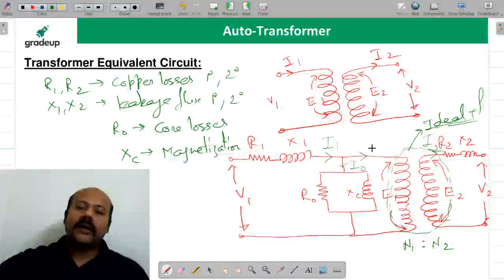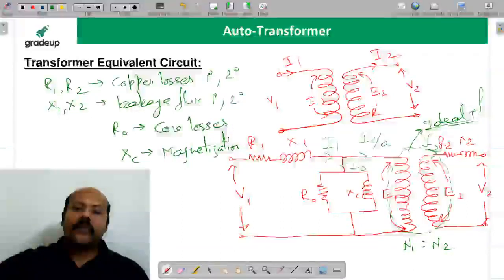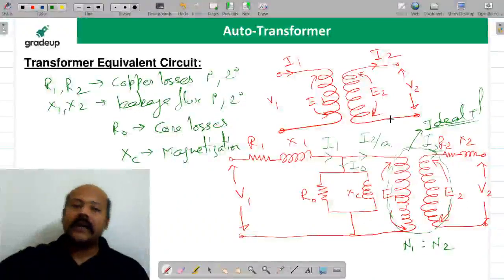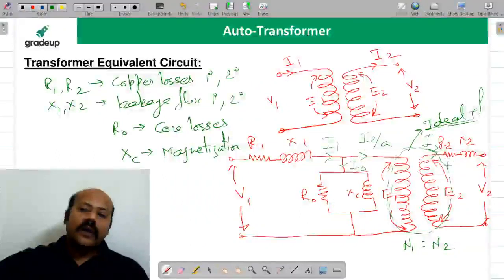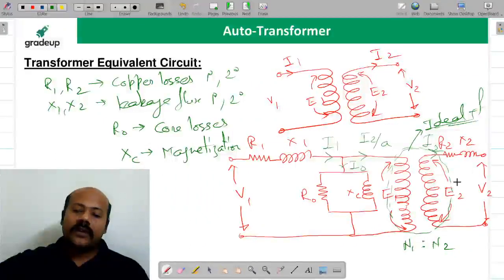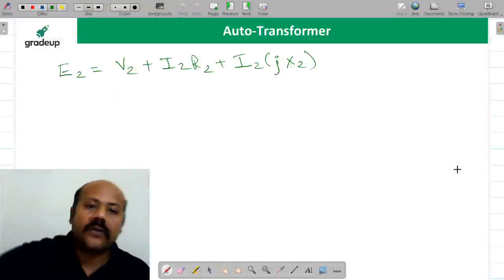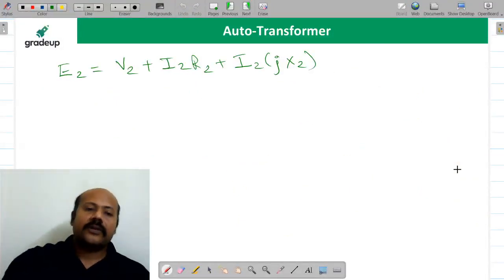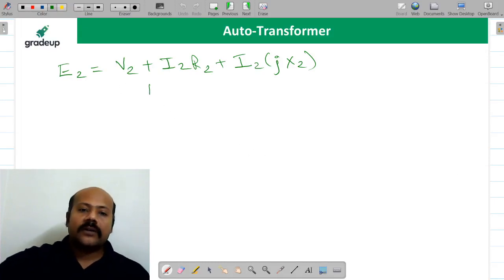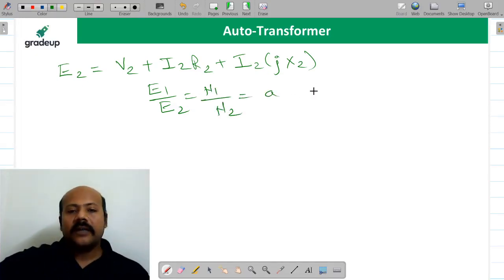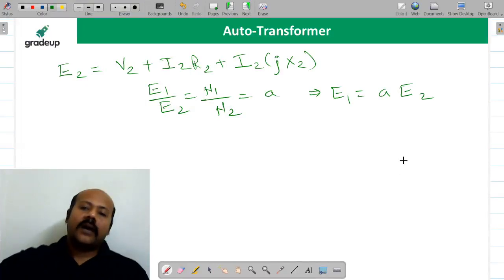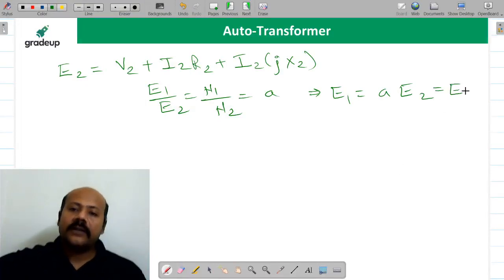Can you tell me what is the current here? It is going to be I2 upon A. You remember that MMF balance for the practical transformer? Now if you write the KVL equation for this circuit, you get this equation, E2 is equal to this much. Now I am going to apply E1 upon E2 is equal to N1 upon N2, or A, that is the transformation ratio. It means E1 is going to be A times E2. Are you getting this? Suppose we call this E2 dash.